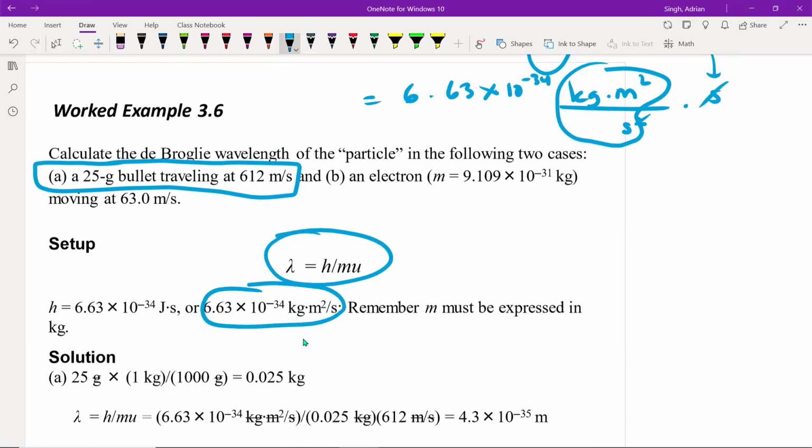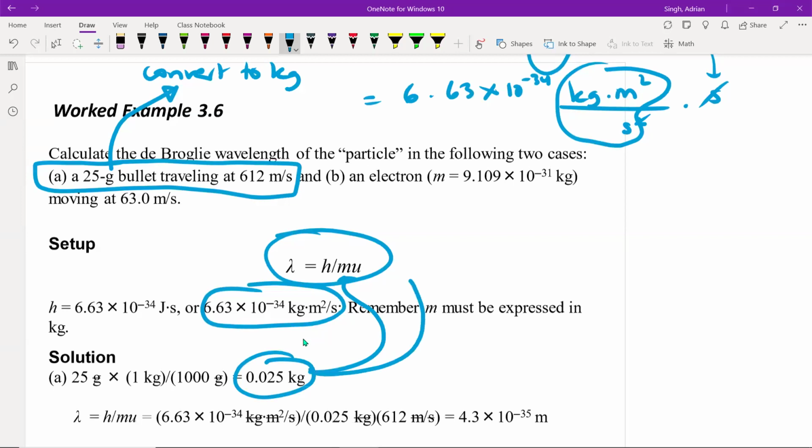Now we're given the mass of the bullet in grams. You want to convert to kilograms, and make sure that the units are correct. So we have 25 grams. We just simply divide by 1,000, so we end up with 0.025. So we substitute our mass in here. Okay, we have our velocity that's given as 612 meters per second. So that's our u.